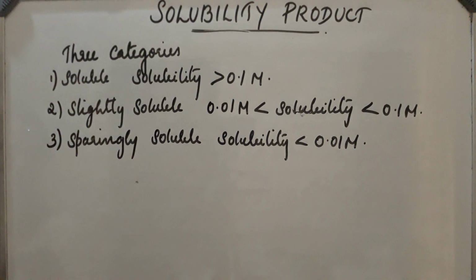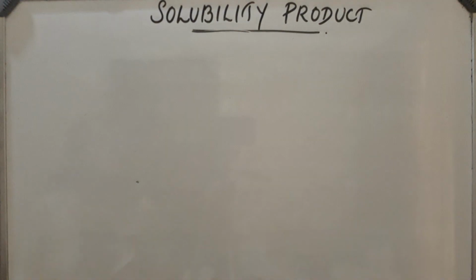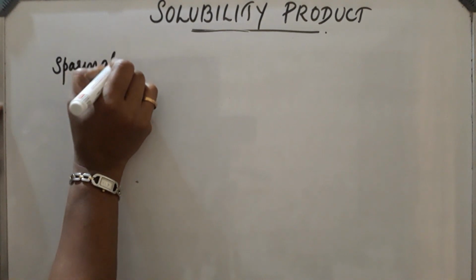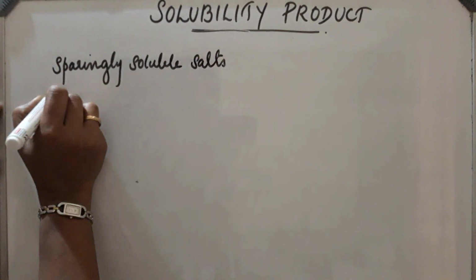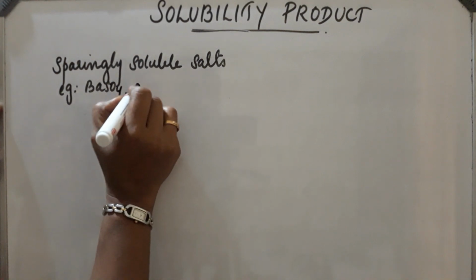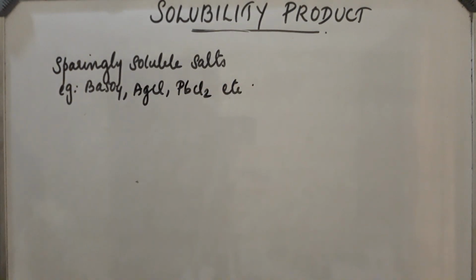In such cases, some salts remain undissolved in the solution. Here we are discussing the salts which are sparingly soluble and their solubility product. Examples of sparingly soluble salts are barium sulfate, AgCl, PbCl2, etc.